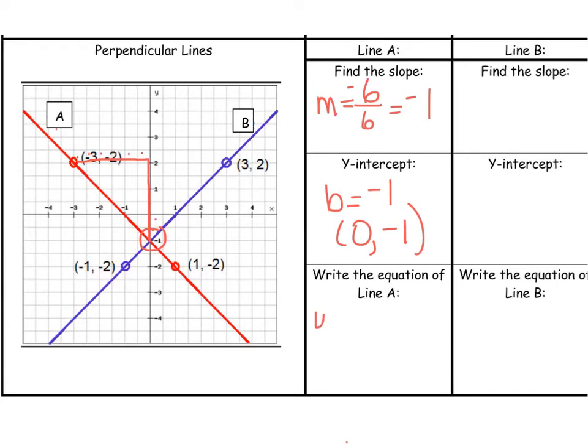To write the equation of the line, just like we did before, it's y equals, the slope is negative 1 times x, and then plus negative 1, we can also write that as minus 1. We can also write this as y = -x - 1.